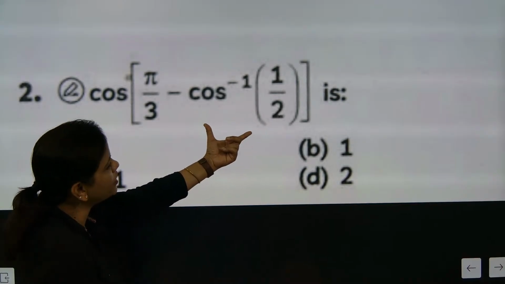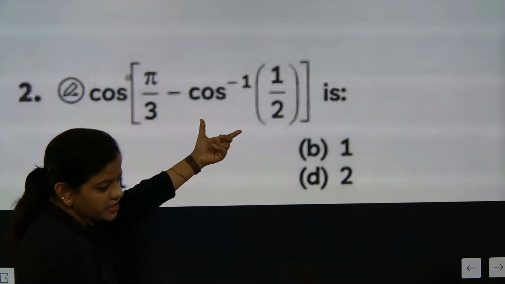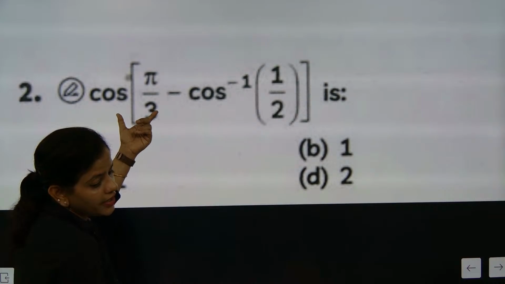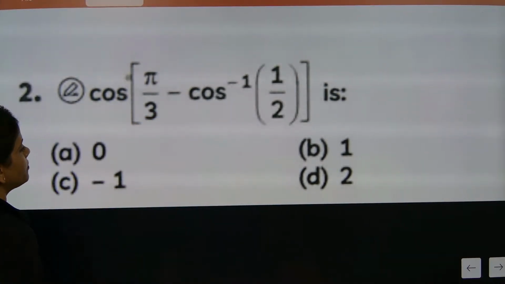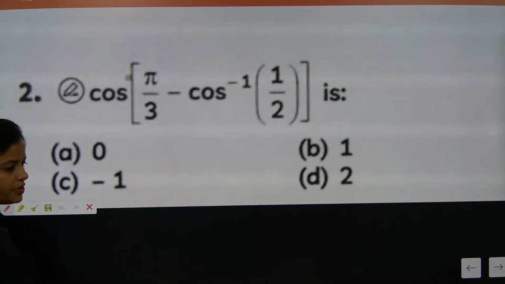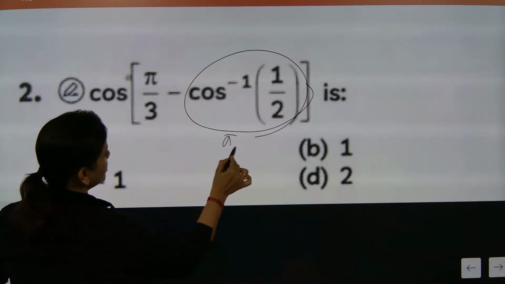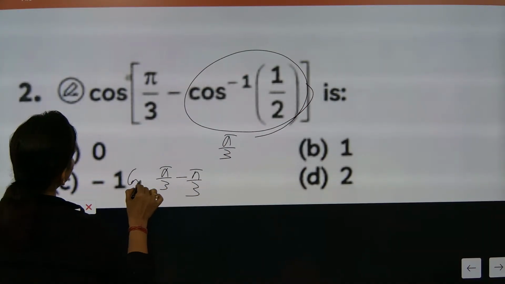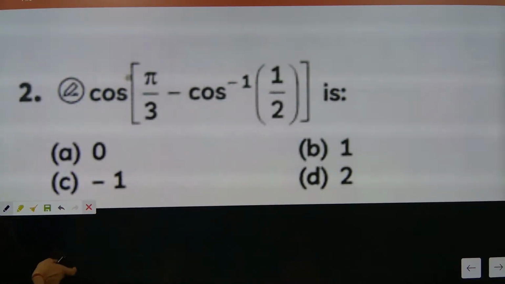Cos inverse 1 by 2, if you are checking, it will become pi by 6. Is it coming pi by 6, 30 degree? No, it will become pi by 3. So here it will be pi by 3 minus pi by 3. Cos 0 value is coming as 1. Here this angle is coming as what? Inverse trigonometric function. When you will be solving, this part will come pi by 3. So pi by 3 minus pi by 3 cos, so it will become cos of 0, and cos 0 value is 1. So this is the last shot.